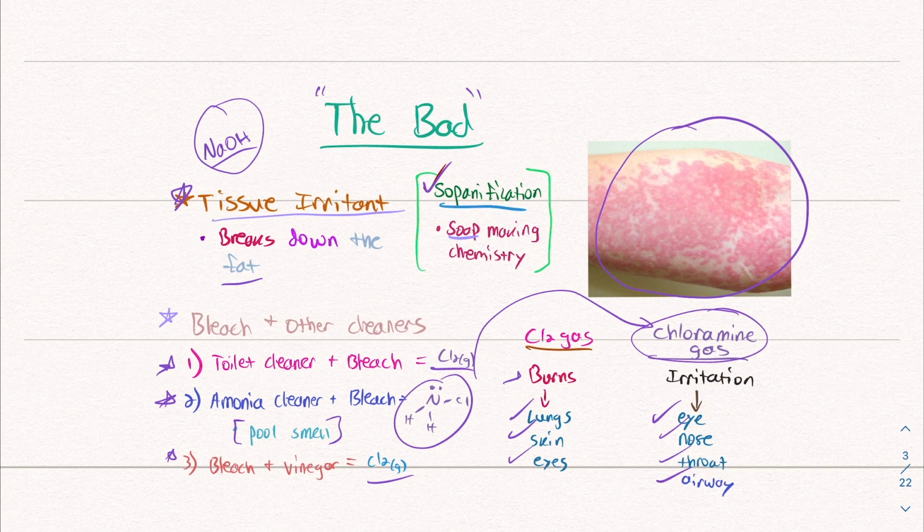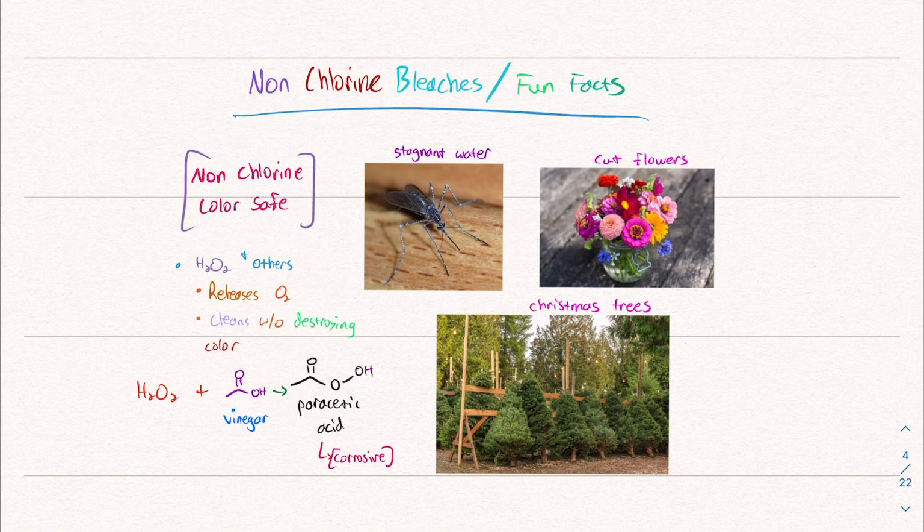In general, the whole idea is that you do not want to mix bleach with anything unless it's water to dilute it, because it can result in some pretty nasty chemicals being produced that you do not want to breathe in or touch at all. So let's talk about non-chlorine bleaches. Non-chlorine or color-safe bleaches, a lot of them have hydrogen peroxide, and these release oxygen to clean without destroying color. Again, this is a very bare bones explanation.